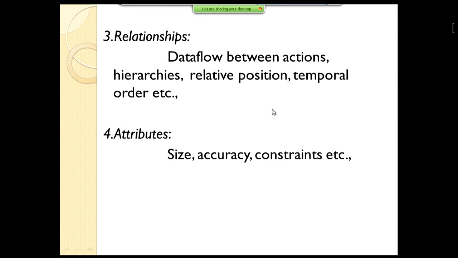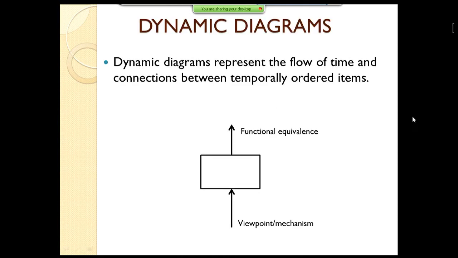The third feature of CORE is data flow between actions, which includes relative position or hierarchical action. And the fourth one is attributes, which include physical quantities like size, accuracy, constraints, weight, etc. Normally, customers would like to represent in diagrammatic notations, whereas the developers would prefer a document or symbols and word representation. So in this particular method, we have combined all 3. So we use symbols, words, as well as diagrammatic notation to represent.